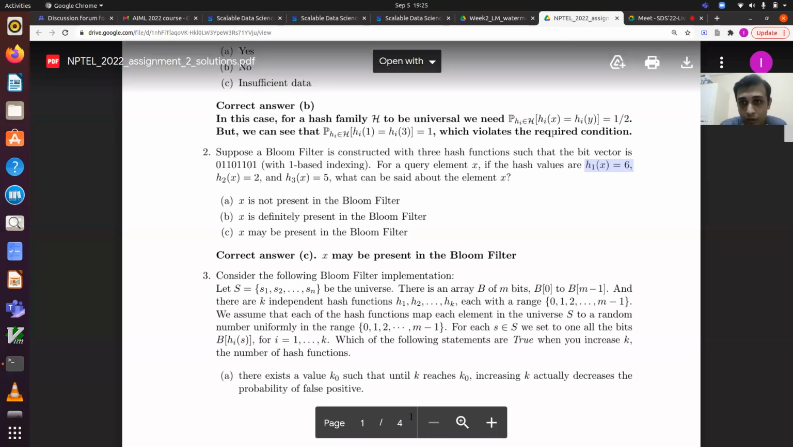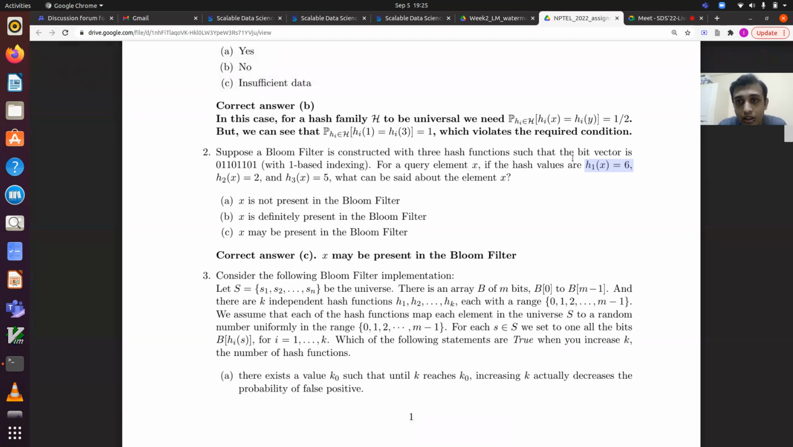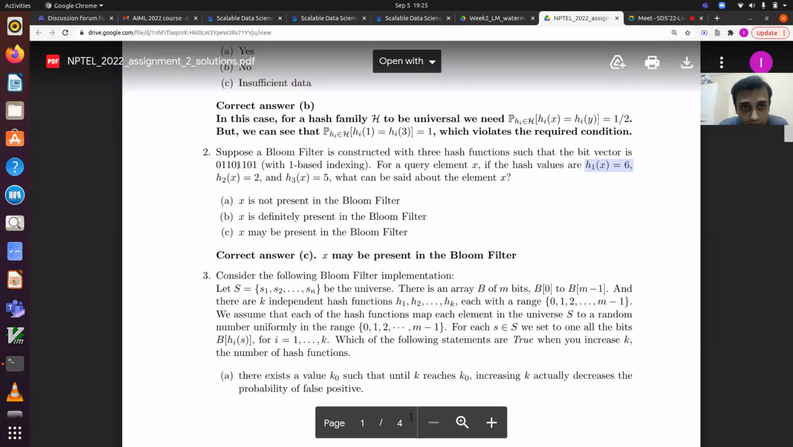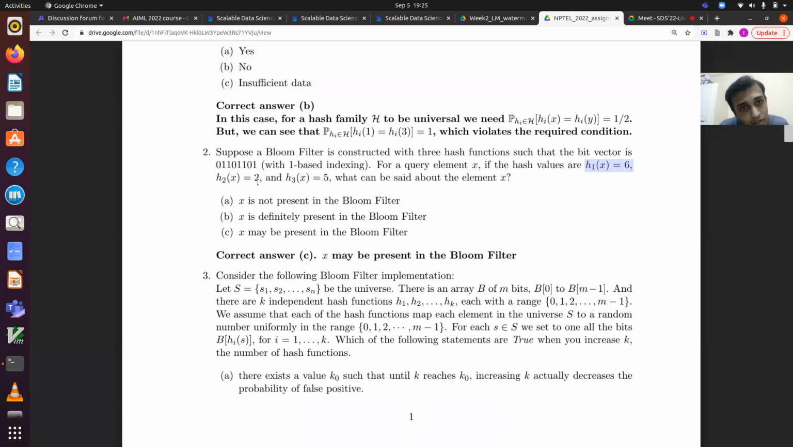So I think now if you solve, you will get it. So let's complete this question. H6 is, you are convinced that it's 1, H2 is also? Everything is 1, sir. And I'm adding it, the output is 1, that may be present. Yes, fine. May be present. Why not definitely present? We cannot be sure, sir. Exactly, because some other elements may have come and set those positions to 1.